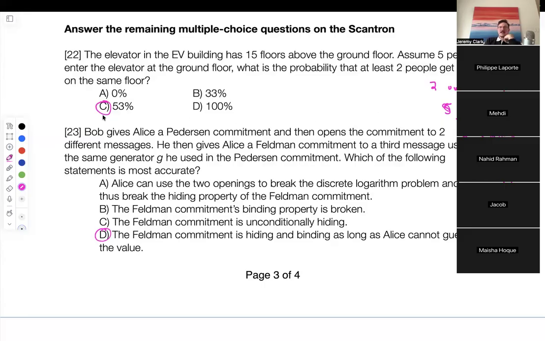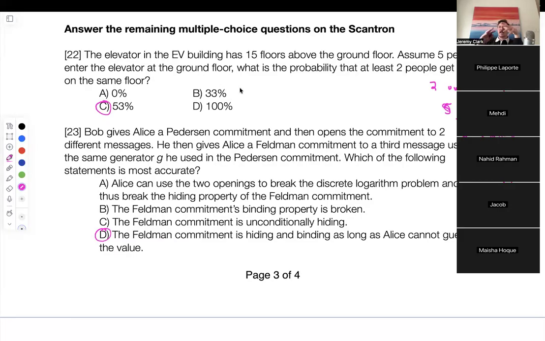And the exact math here doesn't matter. I tried to set this up so that you don't have to compute 53%. It doesn't matter whether it's 53%. What I wanted you to do is recognize that it has to be bigger than 33%. 33% is the probability that one of these five people is getting off on the same floor as you. Then it's going to be 5 out of 15, which is 33%. Okay. So that's the probability.